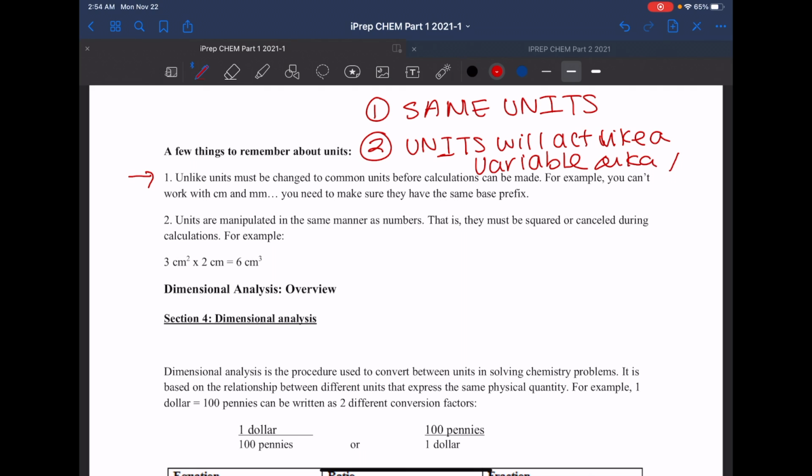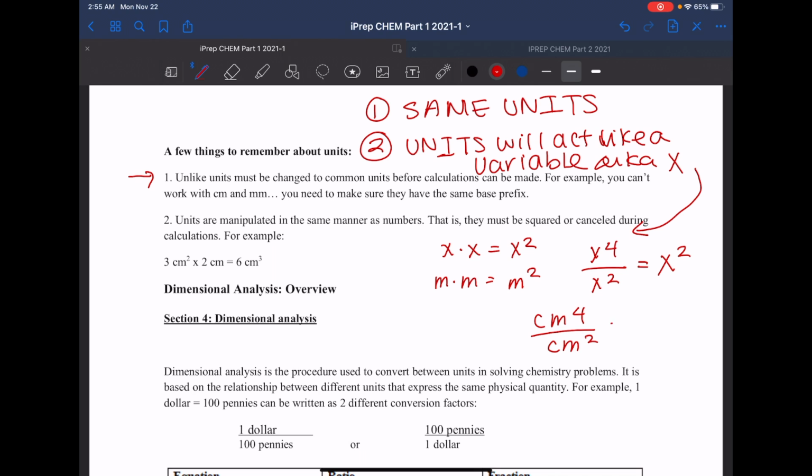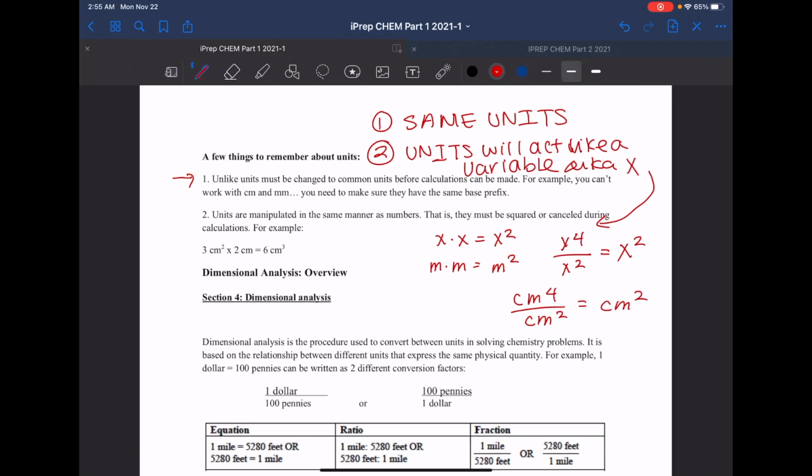aka x. So what I mean by number 2 is, you know how you do x times x, that equals x squared? If you do meter times meter, that will become meter squared. And if you do x to the 4th divided by x to the second, that becomes x to the second. And if you do centimeters to the 4th divided by centimeters to the second, that will also become centimeters to the second. So your unit will behave like a variable. So that's just a heads up.